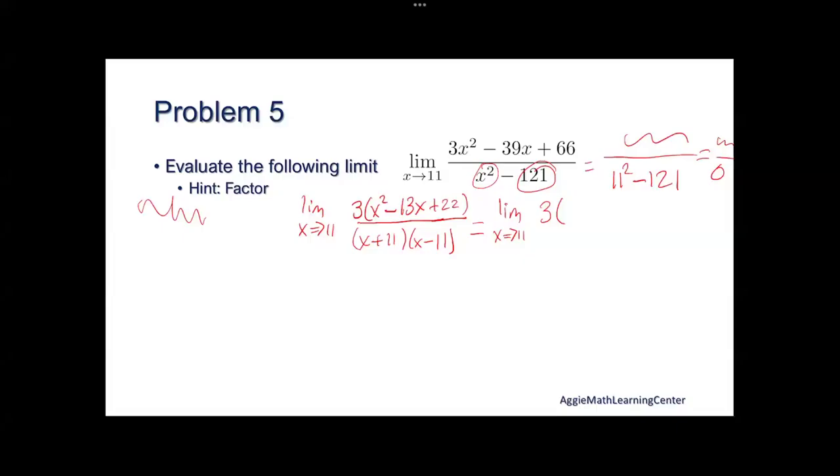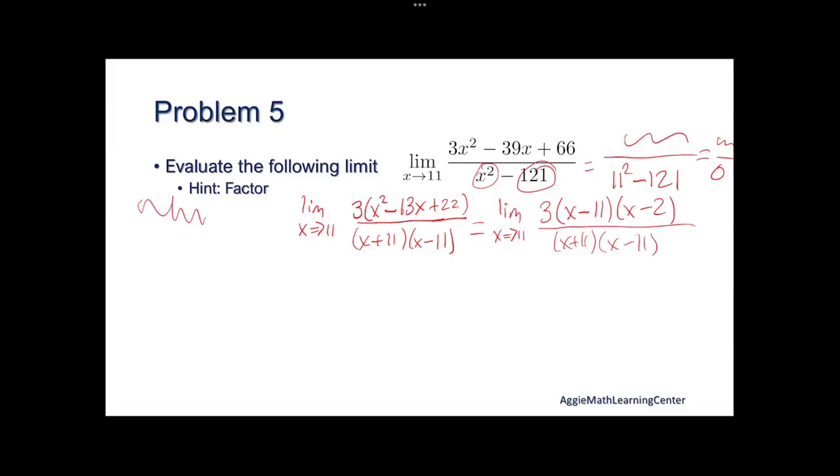times, so we need something that when multiplied together equals 22 and when added together equals negative 13. And fortunately we have x minus 11 and x minus 2 that will fulfill those requirements. Because if we multiply negative 11 and negative 2, we get positive 22. If we add negative 11 and negative 2, we get negative 13. Perfect. And then x plus 11 times x minus 11.